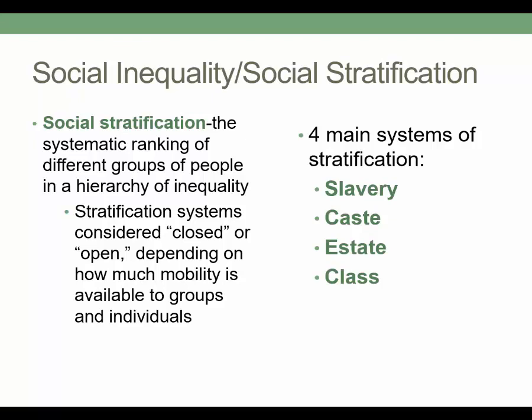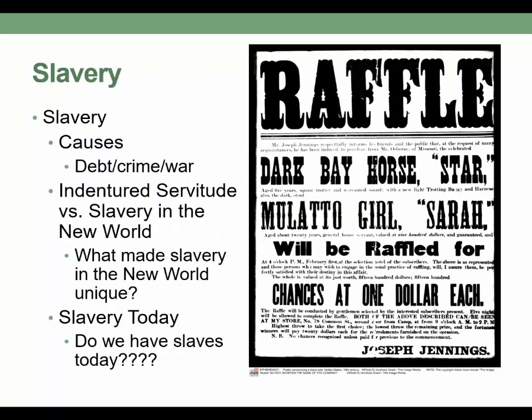Because there are four main systems of stratification: slavery, caste, estate, and class. Of those four, the first three, slavery, caste, and estate, are largely closed systems, while the class system, while not perfectly open, is the only system that has any real level of openness. But let's first talk a little bit about slavery.